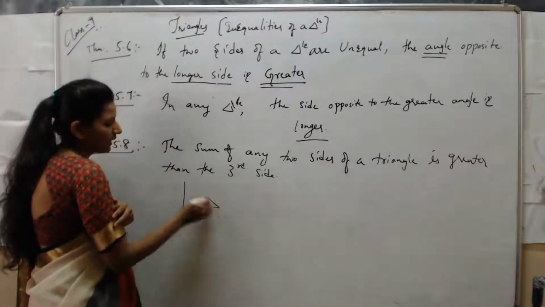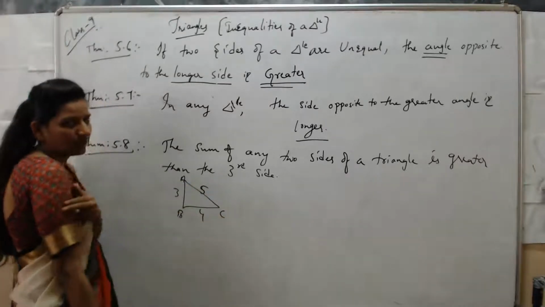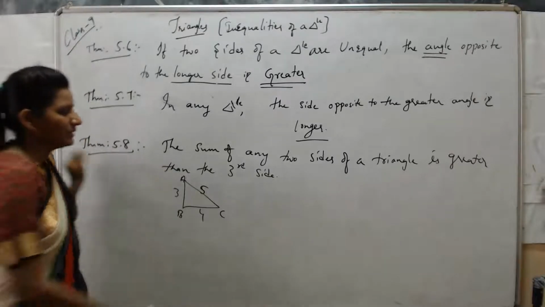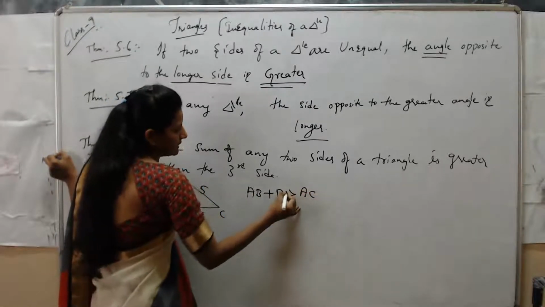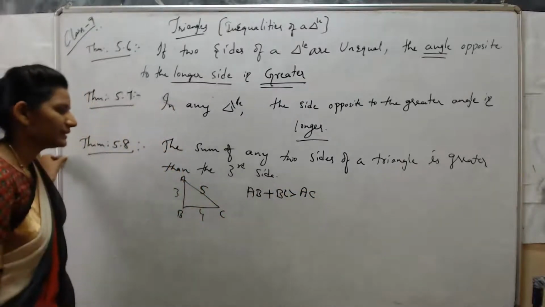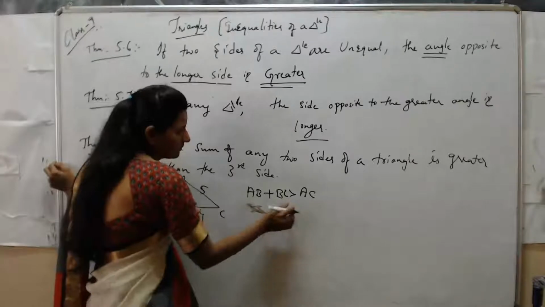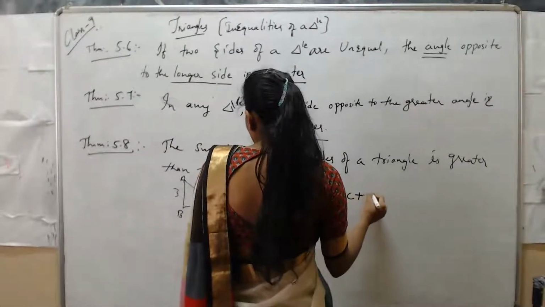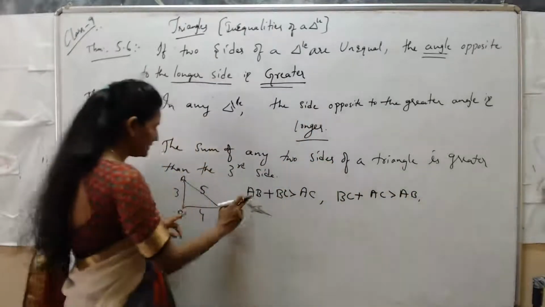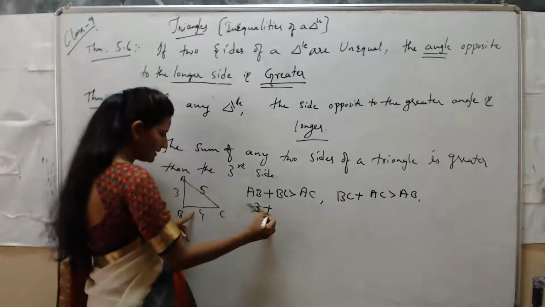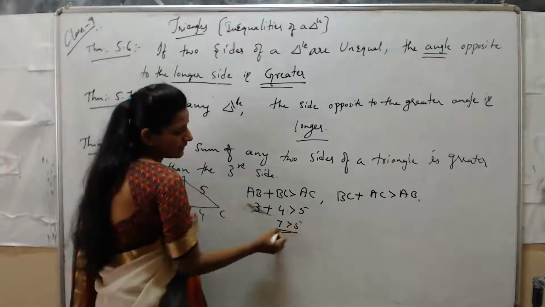See here, there is a triangle ABC with sides 3, 4, 5. What does this condition say? AB plus BC is greater than AC. Any two sides: BC plus AC is greater than AB. What is AB? 3. What is BC? 4. And AC is 5. 3 plus 4 is 7, which is greater than 5. This is the condition.